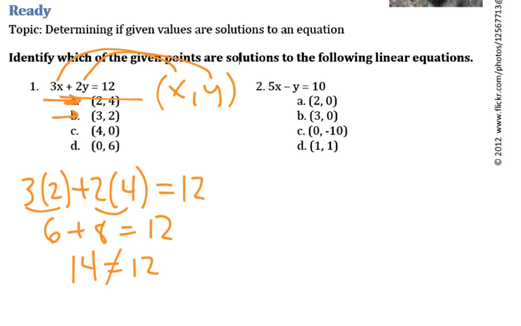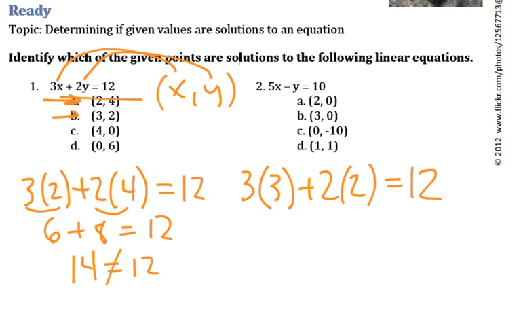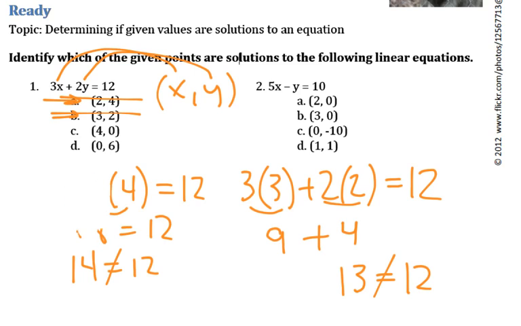So try B. Okay, so put the 3 in for x, 2 in for y, so we're just substituting in the points and then solving them. 2 times 2 is 4, 3 times 3 is 9, 9 plus 4 gives us 13. 13 is not equal to 12. Not an answer. So we just try that with every single piece.